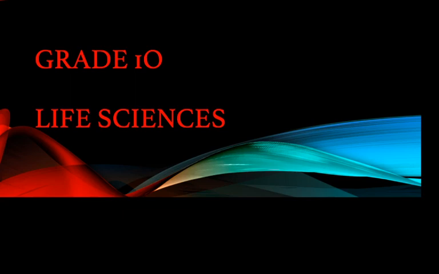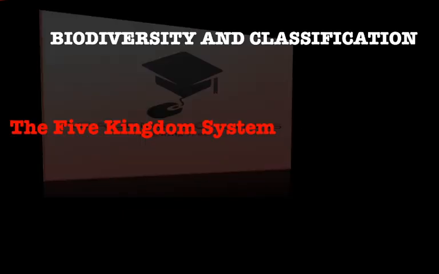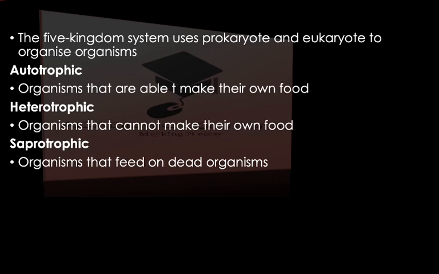Welcome to Grade 10 Life Sciences. Today we are doing the 5-kingdom system and biodiversity and classification. The 5-kingdom system uses the prokaryotes and eukaryotes to organize the organisms.